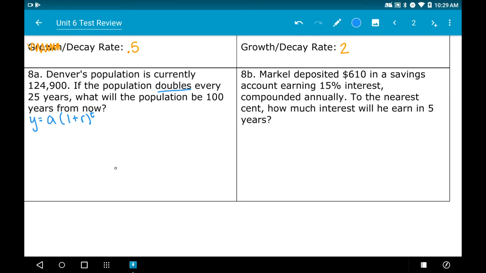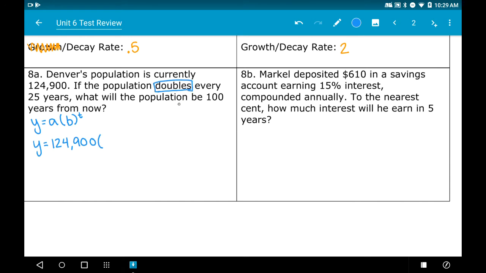Actually, on this one, we don't need that because there is no percent. Sorry. So it'll be y equals a, we're just going to have a rate here, so b to the power of t. Notice it doesn't have any percent at all. So our a value is going to be y equals 124,900. That's our a.